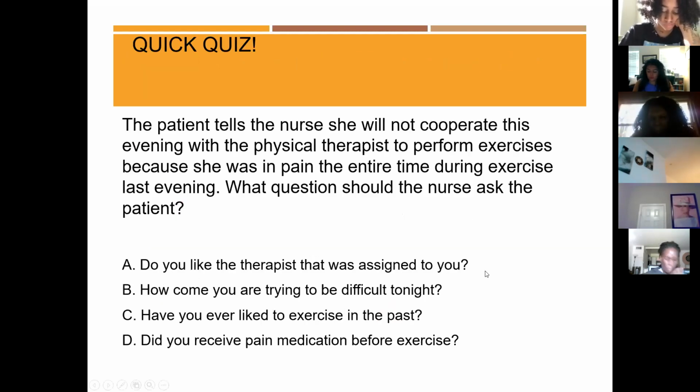All right. Quiz. The patient tells the nurse that she will not cooperate this evening with the physical therapist to perform exercises because she was in pain the entire time during exercise last evening. What question should the nurse ask the patient?